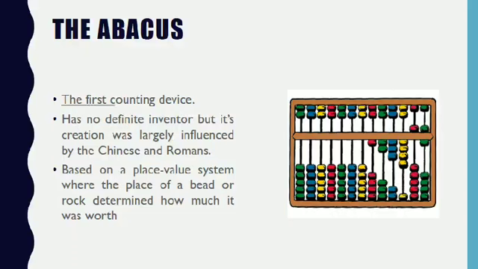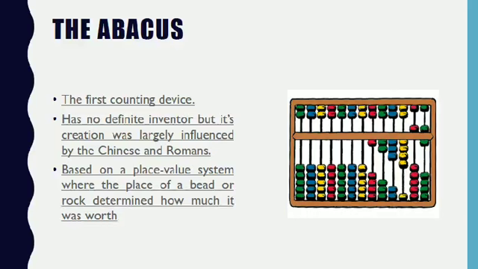Abacus. It was the first counting device and was created by Chinese and Romans. It was based on place value, where a frame was there and beads are there in that frame. They did counting with the help of these beads.